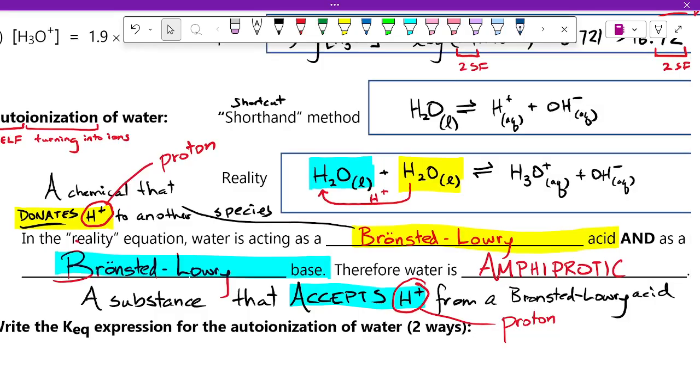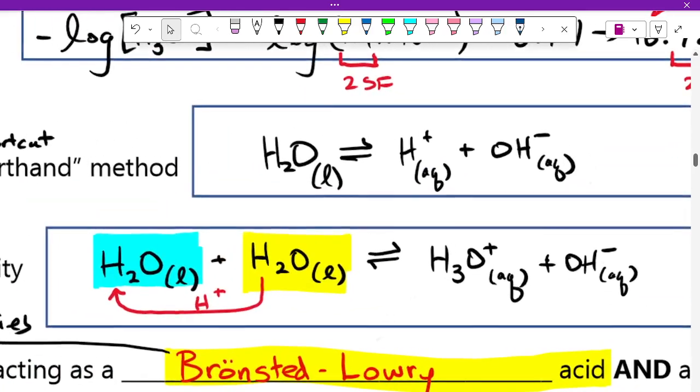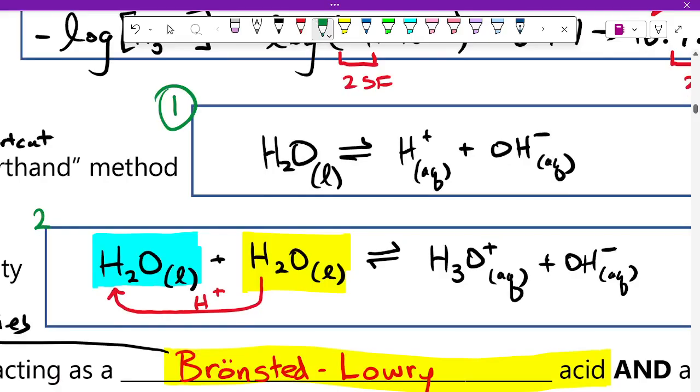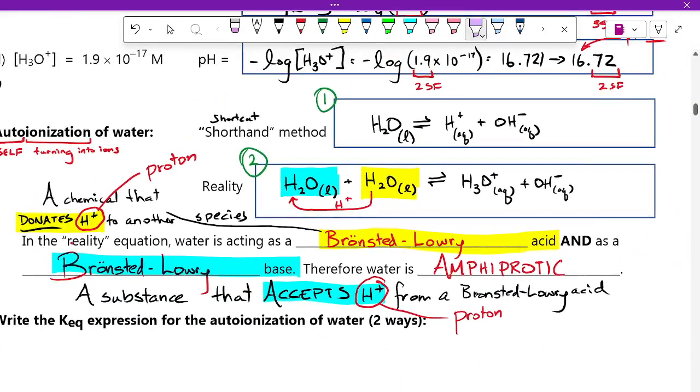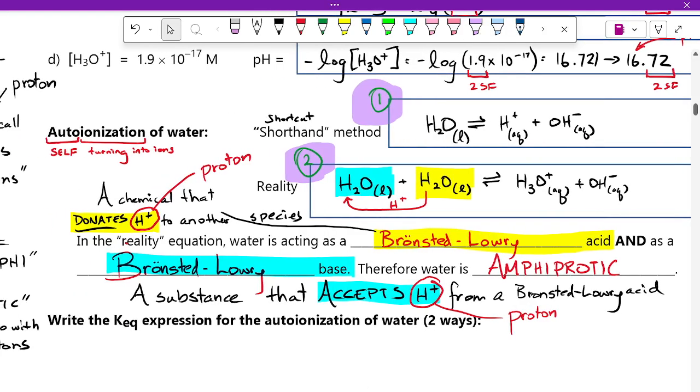Not all species are amphiprotic. Acids like HCl can only donate protons. Is water the only substance that is? No, there are many. Okay? We'll come across more of them later. Now, what you guys are going to do next is you are going to take these two equations here, this one and this one, and you are going to write the KEQ expression for that one and that one. So write the KEQ expression for the autoionization of water in the two ways from those two equations.